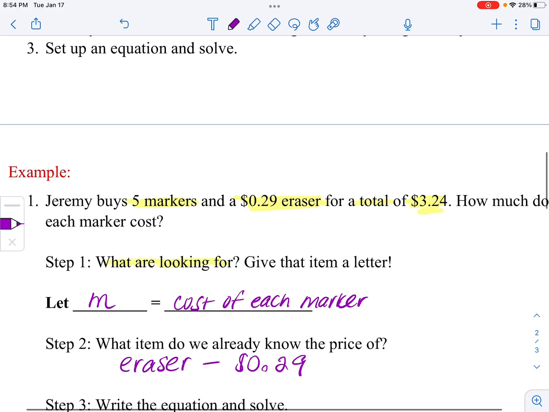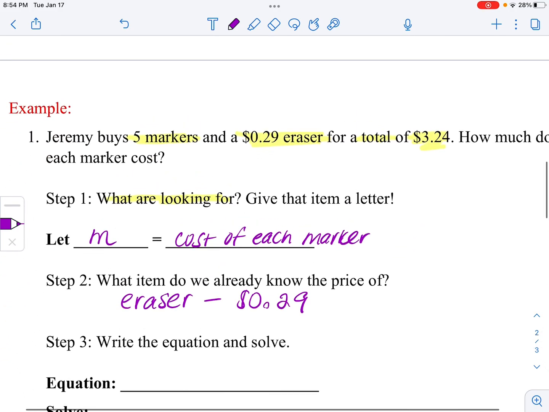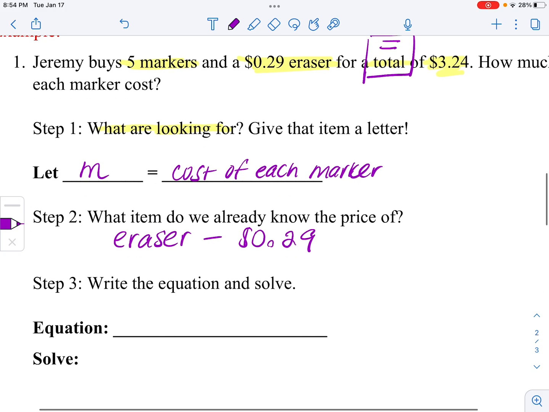In our last problems, the word is represented our equal sign. In this case, we have a new word, total. Total is after you put everything together. So that is our new is. That's our new equal sign. So that's very important. You have to remember that total is going to be what we use for our equal sign. So I already know I can write the end of this equation. It's going to be equal to $3.24.